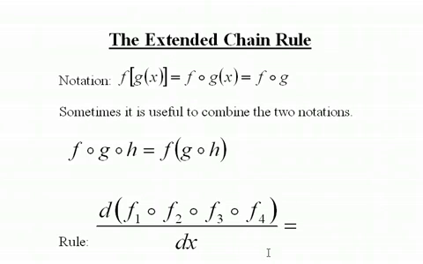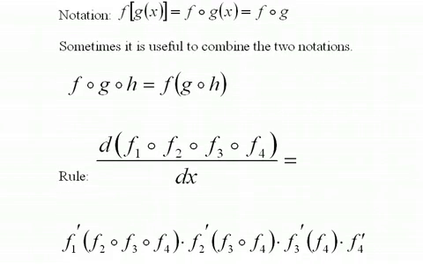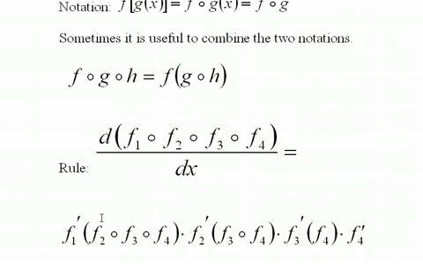And so we've got the derivative of f1 of f2 of f3 of f4 with respect to x, and these are all functions of x. Well, here's how you do it. You take the derivative of f1 and you put the composite of f2, 3, and 4 in times the derivative of f2 with the composite of f3 and f4 in times the derivative of f3 with just f4, and then times the derivative of f4. And you can see there's a nice little pattern running here.